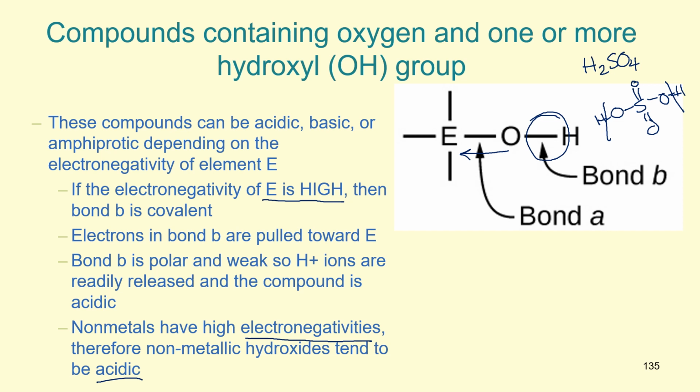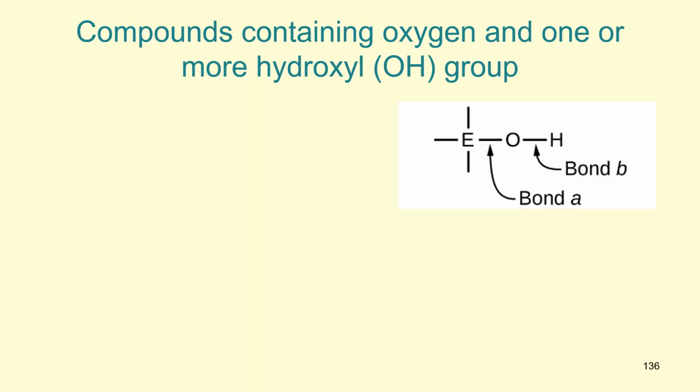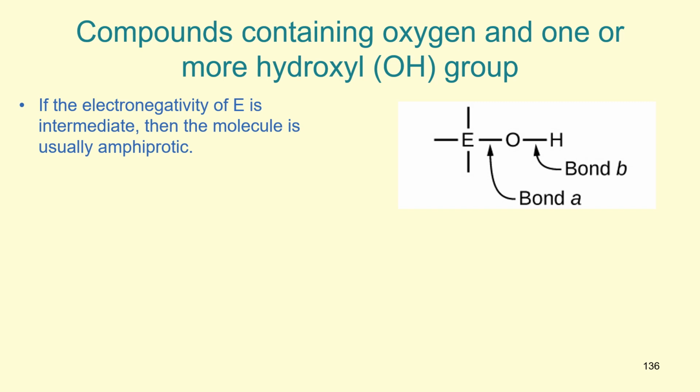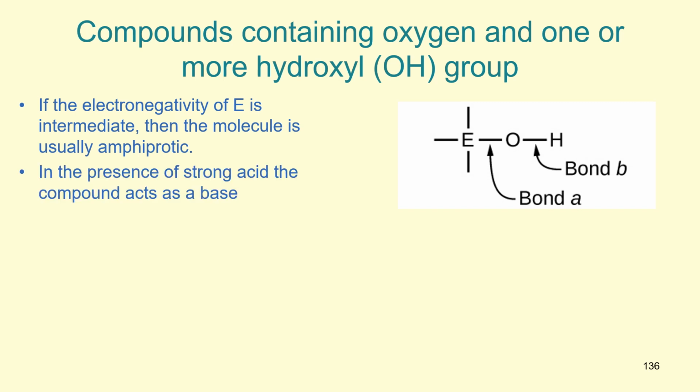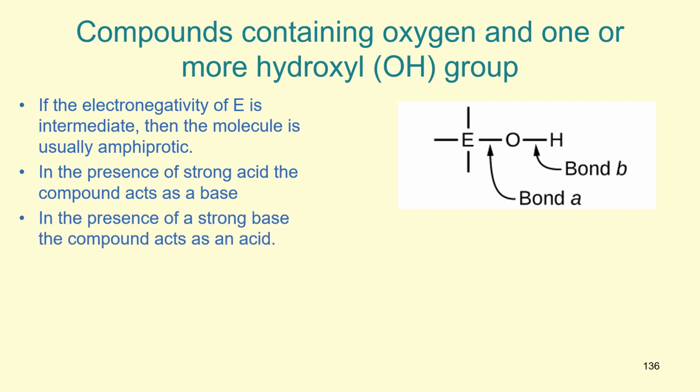So with high electronegativities, oxo compounds tend to be acidic. Like I said, some examples: H2SO4, H3PO4. And then if E tends to be intermediate, the compound can be amphiprotic, so it could be acidic or basic. Depending on whether it's reacting with a strong acid or a strong base, bond A might break or bond B might break. So it depends.